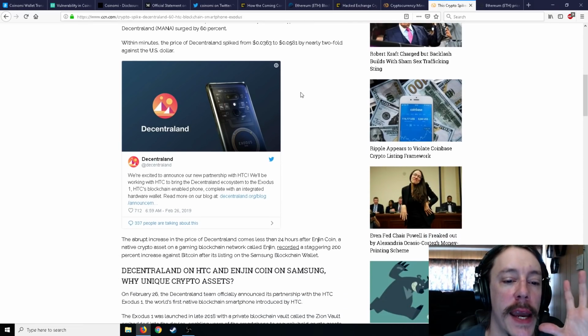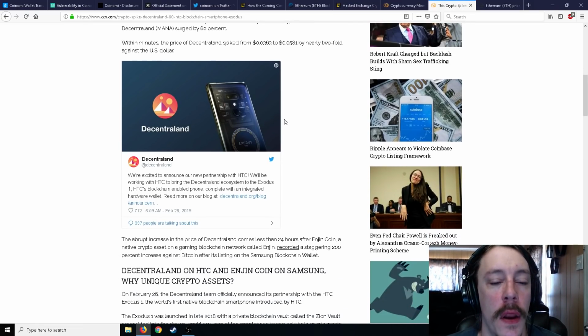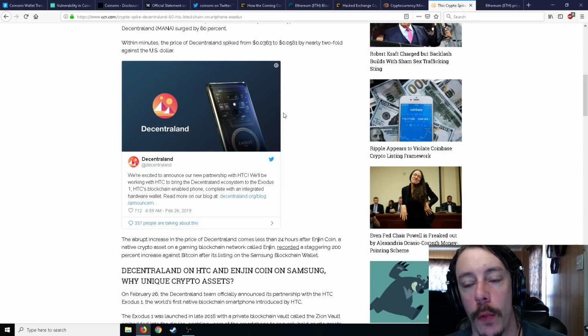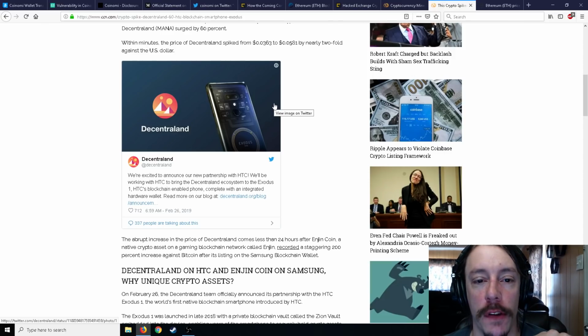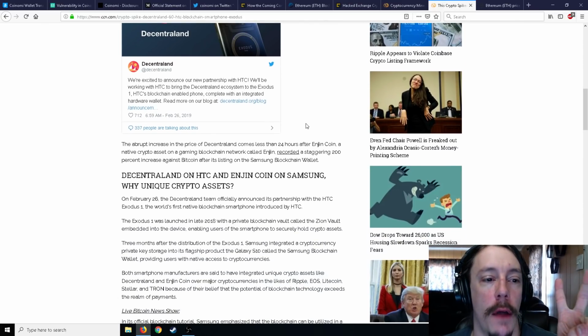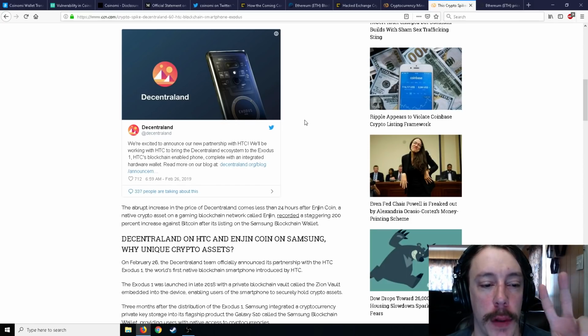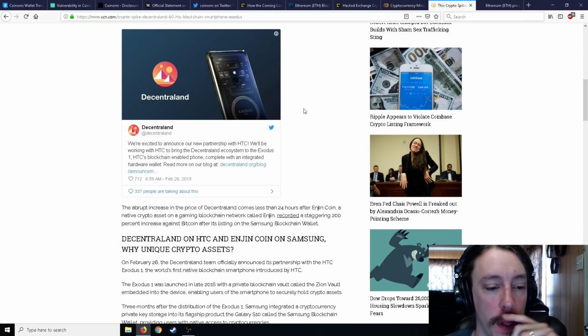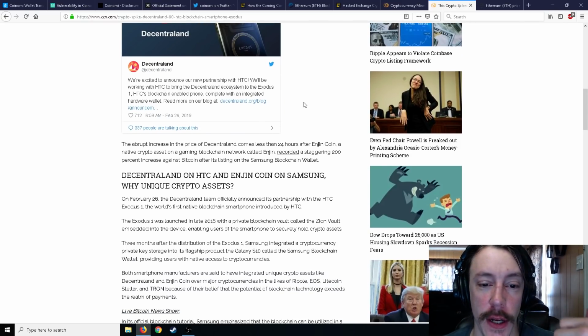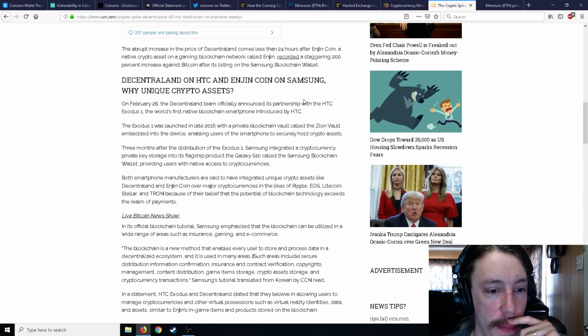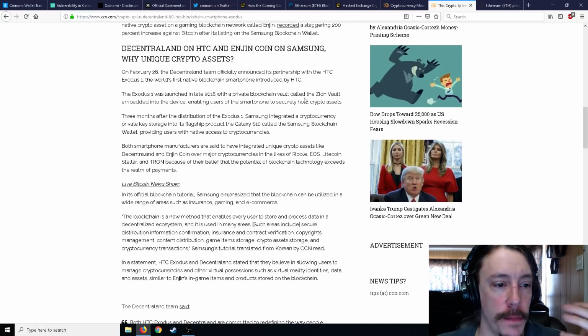Anyway, this article talks about Decentraland, or Mana, and also Engine Coin. During HTC's Exodus 1 review, where they showed it off, people noticed two interesting things shown in their Exodus blockchain wallet. Among Bitcoin and Ethereum, two interesting coins were shown in there, and that was Engine Coin and Mana, or Decentraland, whatever you want to call it.